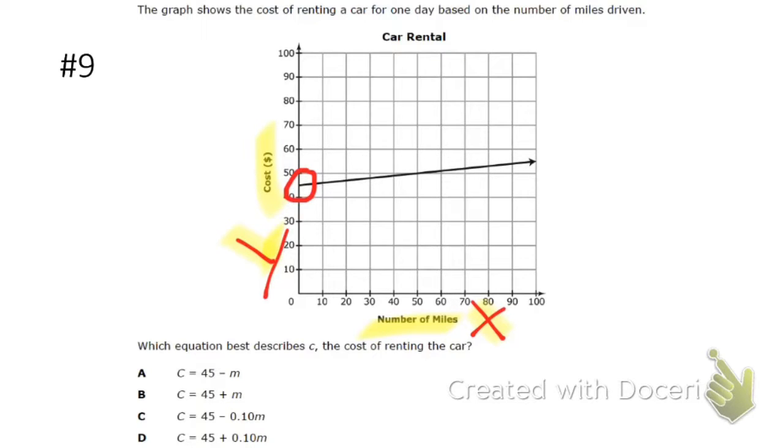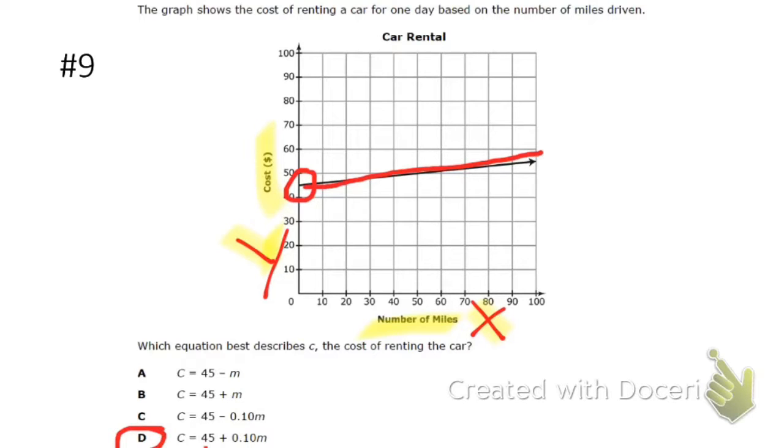Well, it's starting at 45, which all the answers provide. But then two of them provide m, which we don't know what m is, and the other ones provide negative 0.10 and positive 0.10 m. Well, this line is trending upwards, it's climbing upwards, so we know that's a positive line, so the only answer is D.